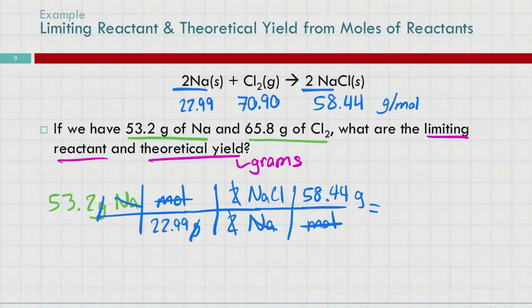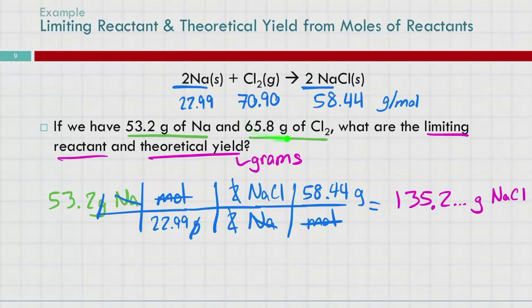So the yield that we could get from this reactant, somewhere in the range of 135 grams sodium chloride. Again, the assumption that we're making is that we would have plenty of our other reactant, in this case just chlorine. That's not necessarily true, which is why we have to do a theoretical yield from the chlorine as well. Any questions so far?